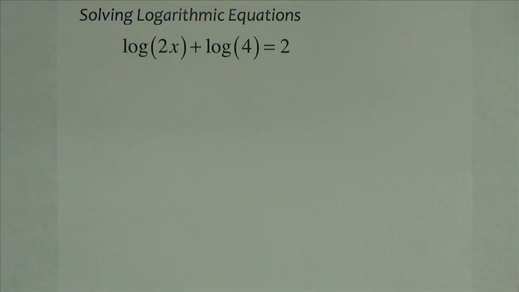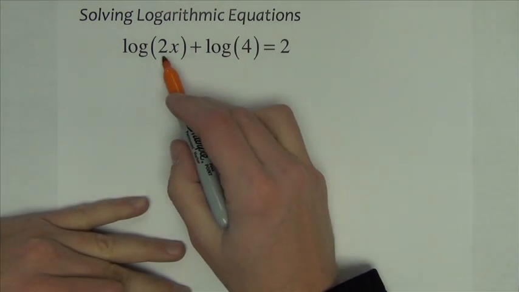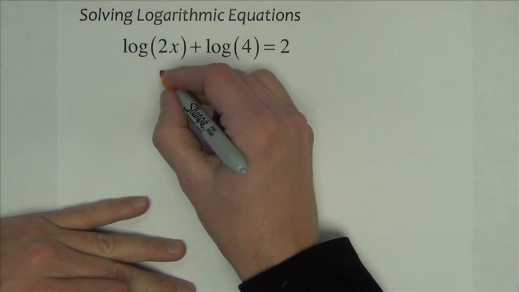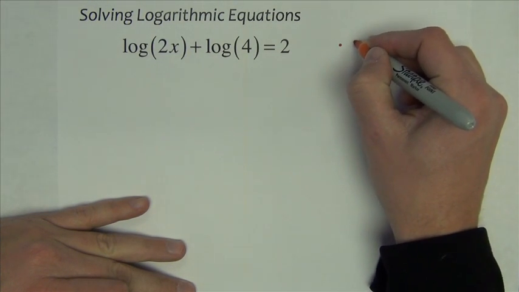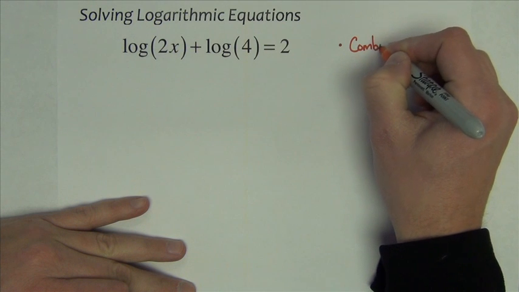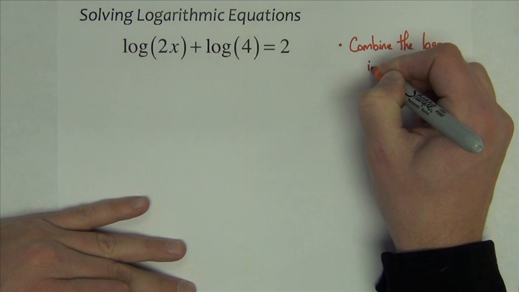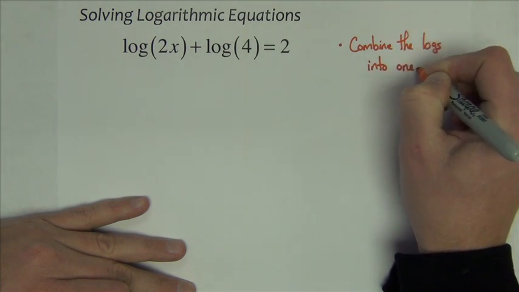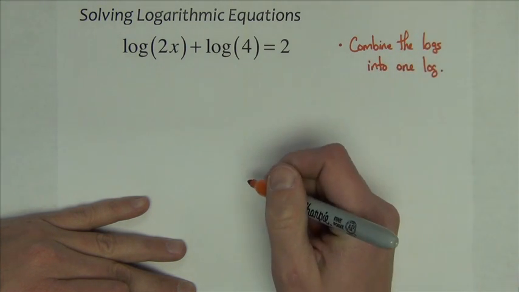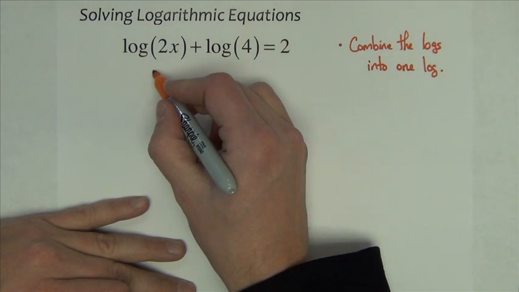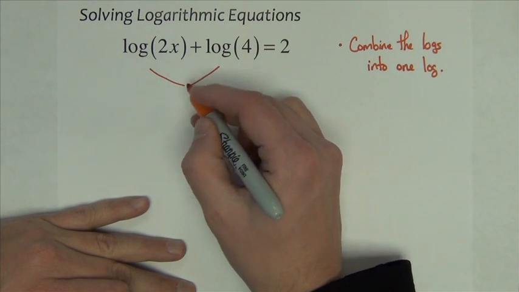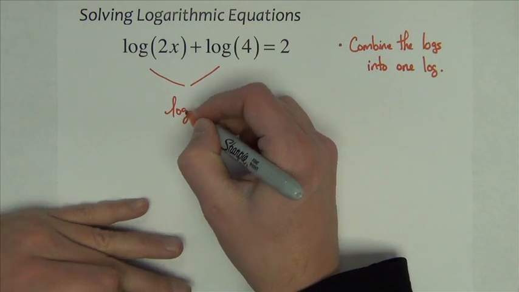Next, I want to show you a logarithmic equation that will apply one of the properties of logarithms that we previously have discussed. Here you notice we've got two logarithms on this side of the equal sign. We've got to combine these two logarithms. Let's put it out here as a bullet point. We've got to combine the logs into one log. Okay, so that's step one. We're going to put these two logarithms together into one logarithm.